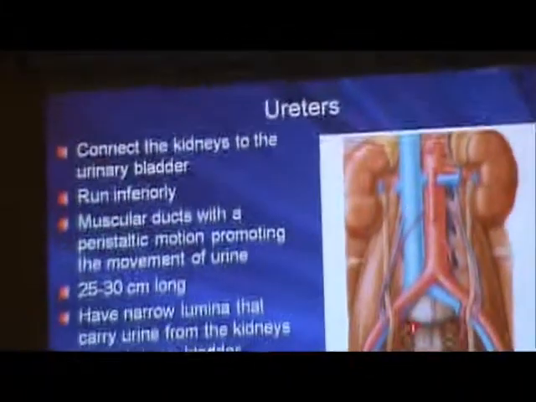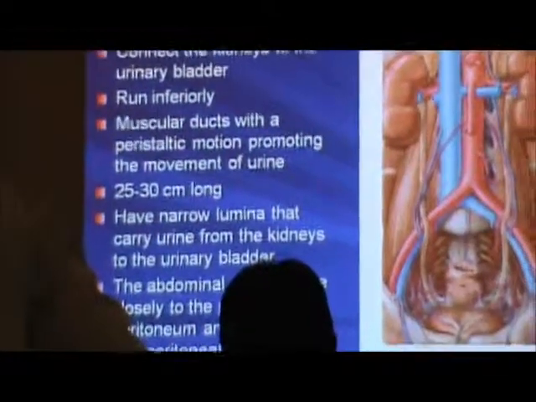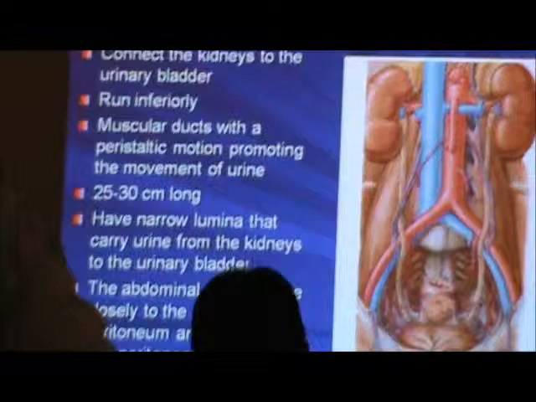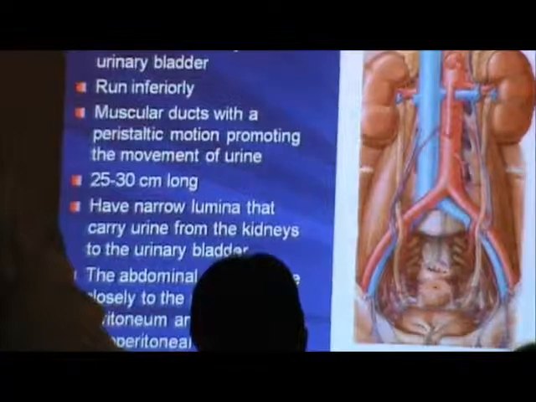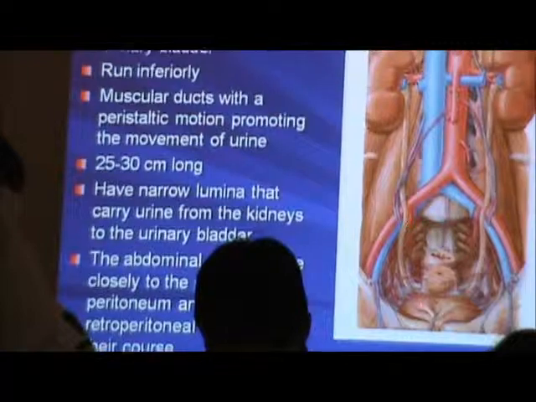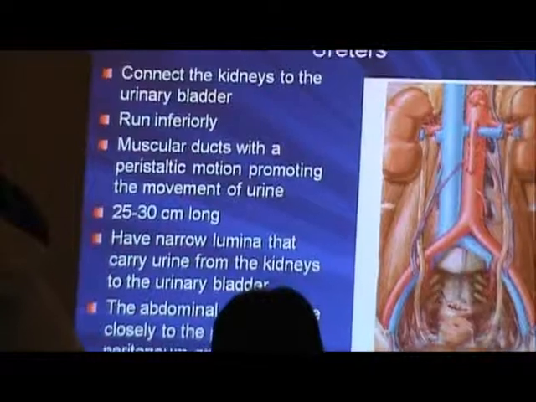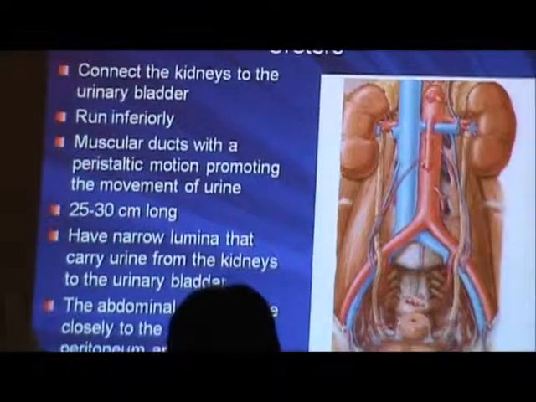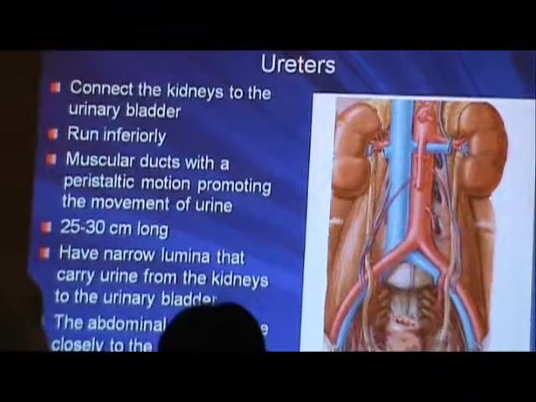Ureters connect the kidneys to the urinary bladder and run inferiorly. They are muscular ducts with a peristaltic motion promoting the movement of urine. They are 25-30 centimeters long. They have narrow lumina that carry the final urine from the kidneys to the urinary bladder. And when you find a pin in the ureters, we will expect you to recognize the parts of the ureters.